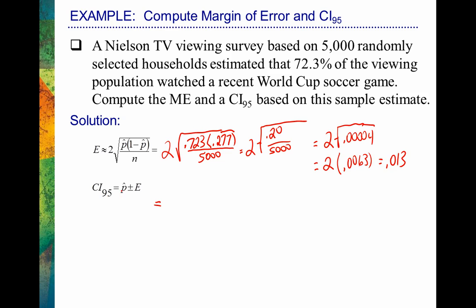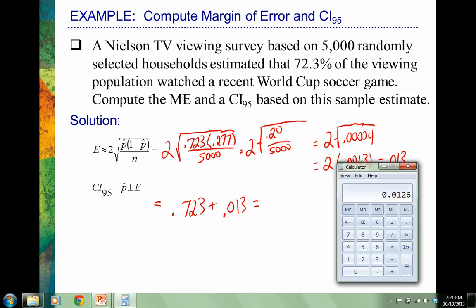So we're going to take our sample proportion equal to 72.3%. So we've got 0.723. Remember, we're always dealing with these in terms of proportions. So 0.723 plus 0.013. We're obviously here working on our upper confidence interval because we're adding that margin of error to our sample proportion.